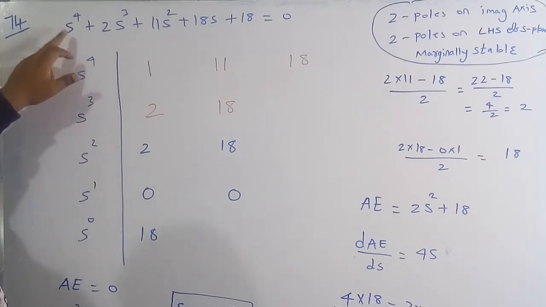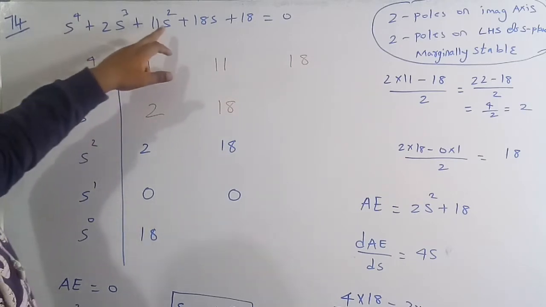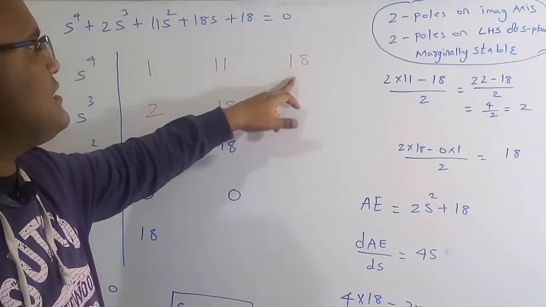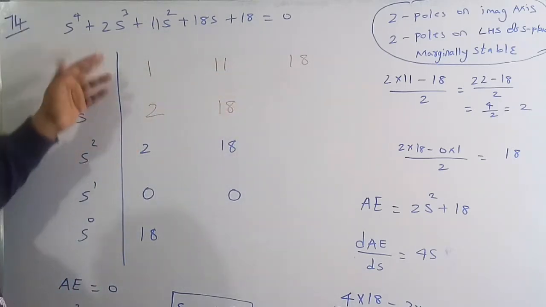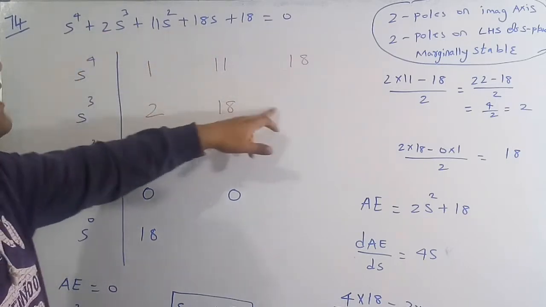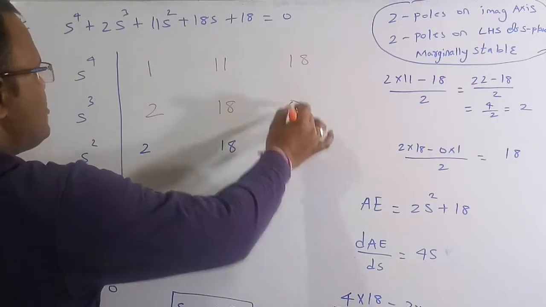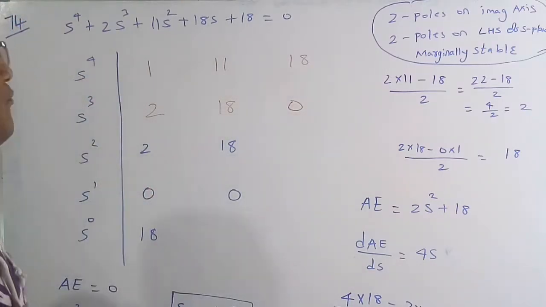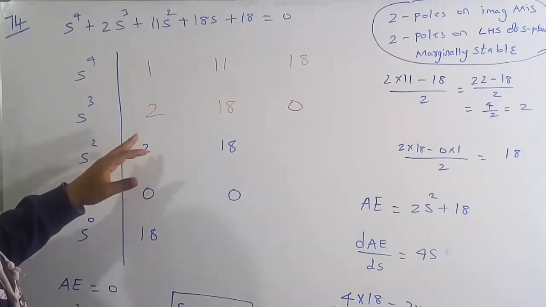Say s to the power of 4, the coefficient is 1, and then for s square, the coefficient is 11, and then s to the power of 0 coefficient is 18. For s cube, the coefficient is 2, and for s to the power of 1, the coefficient is 18, and the remaining one is 0. So based on these two rows, we have to fill the remaining values in this column.